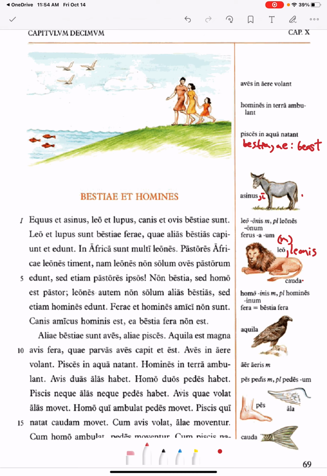Leo et lupus sunt bestiae ferae. I wonder what ferae means. Well, let's read on and see. Quae, and you know that quae means which, so it's saying that the lion and the wolf are a certain kind of beast, which capiunt et edunt alias bestias. They're a certain kind of beast which eat other beasts, edunt alias bestias, et capiunt alias bestias. Capere significat to seize. To seize.